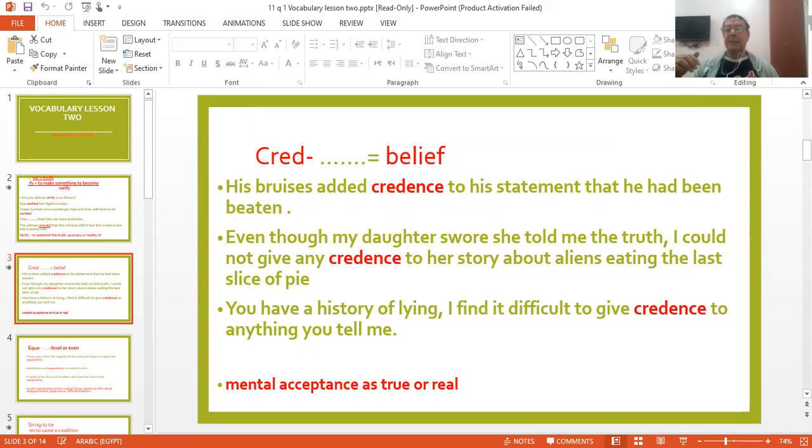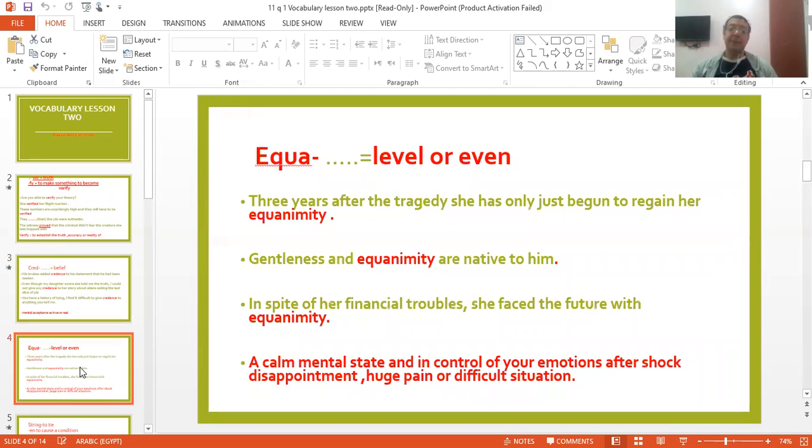She was saying that aliens ate the last slice of pie. You know, so come on. I mean, she must have eaten this pie, and she's just claiming that the aliens came and ate it. You have a history of lying. I find it difficult to give credence to anything you tell me. If somebody is used to telling you lies, it's difficult to give credence to that person or establish what he says as true.